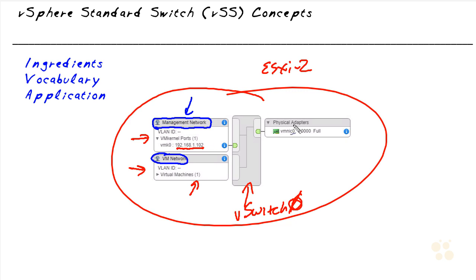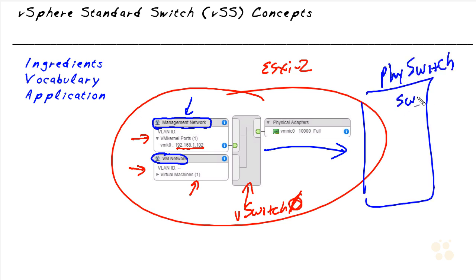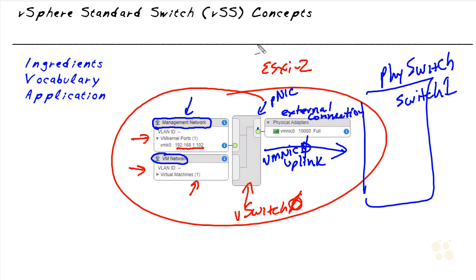And then over here on the right, we have our connection out to the physical world. So you can imagine a physical switch out here. We'll call this switch 1. And so here we have our uplink between our virtual switch and the physical switch. We're using a physical network interface card here on the ESXi host. And ESXi is going to label those physical interfaces as vmnics. So for example, the first one would be vmnic0, and then vmnic1, and vmnic2. And we could also refer to this as our external connection between the ESXi host and the physical network.